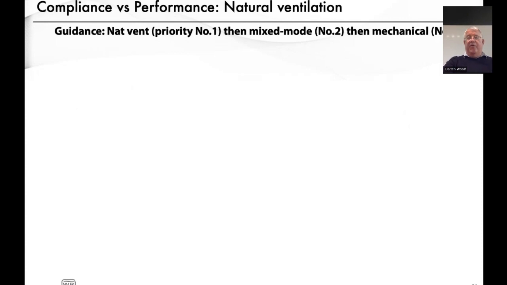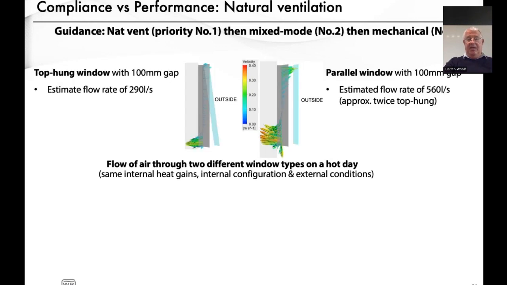So, compliance versus performance. When we talk about natural ventilation, guidance normally says natural ventilation is best, then mixed mode, then mechanical ventilation. We normally think of a flow rate as a value. This is just an indication of what flow through two different types of windows looks like. There's a top hung on the left, parallel on the right, both with a 100 mil gap. And in the model, inside and outside is exactly the same, and the only thing that's changing is the window configuration.